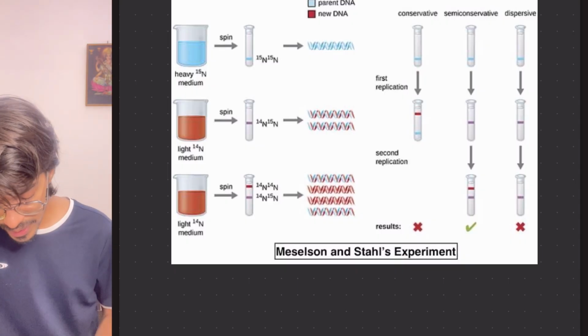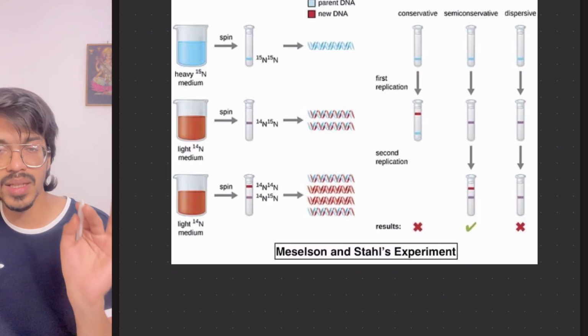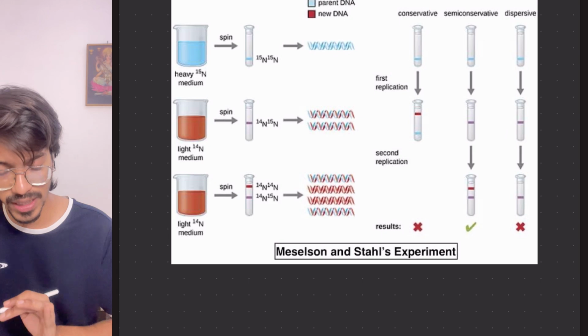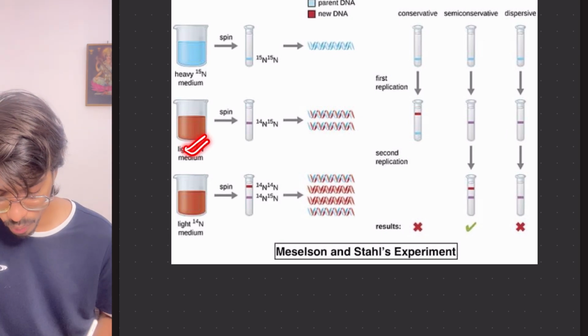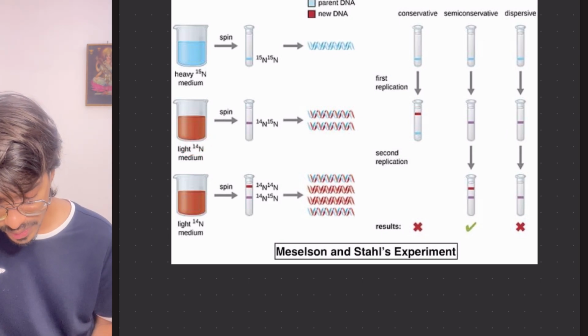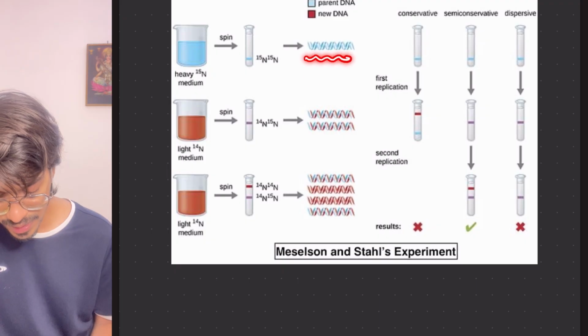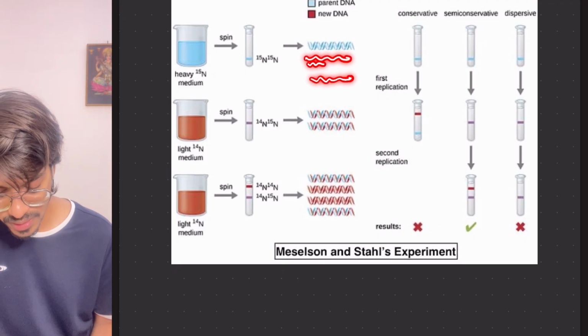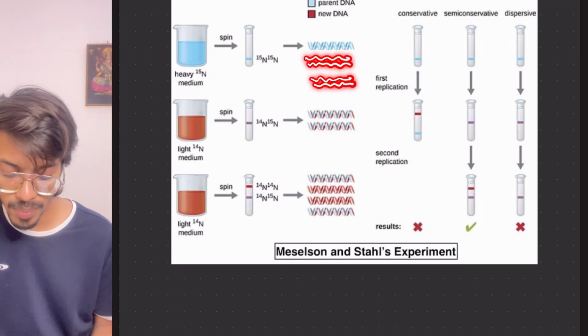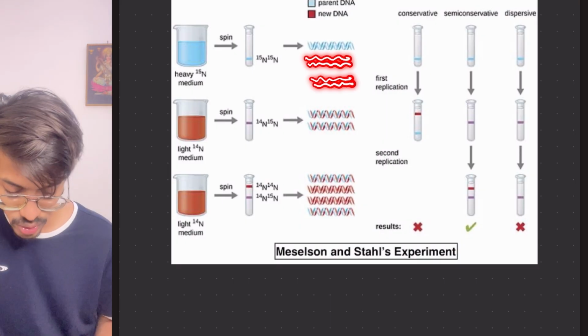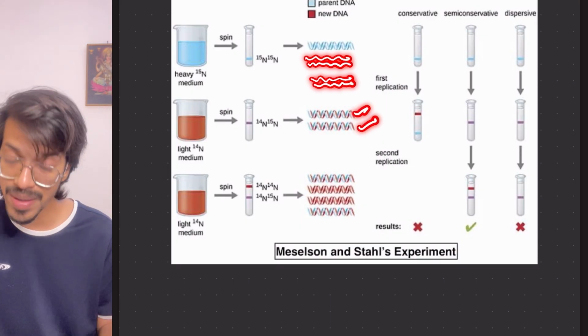Okay, now the next thing is they put what? Now they put the bacteria into the N14. When they put it in the N14, what will happen? This DNA and this DNA will change into another strand. But the next strand would be forming what? It will form N14. So it is a mixed DNA, meaning hybrid DNA.